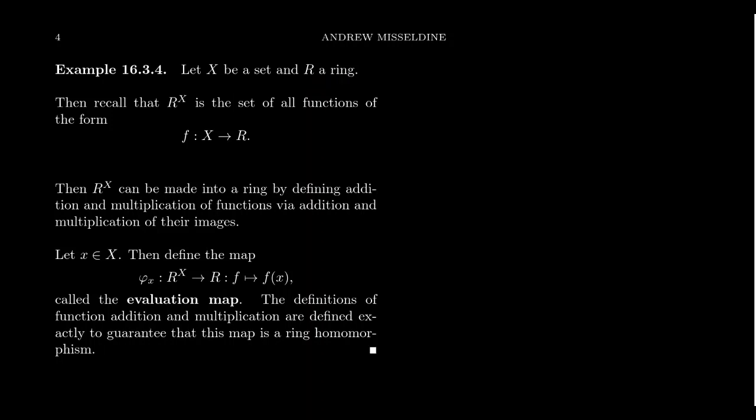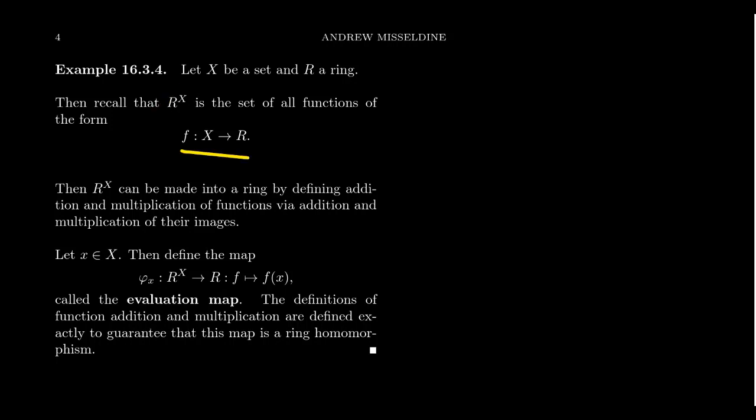Now, that ring is not going to be on X. We're going to take R to the X, which remember, R to the X is the set of all functions of the form f maps X to R. So the superscript here is the domain, and then the base, we're using this exponential notation, is the codomain. So R to the X is the set of all functions that map from X to R.